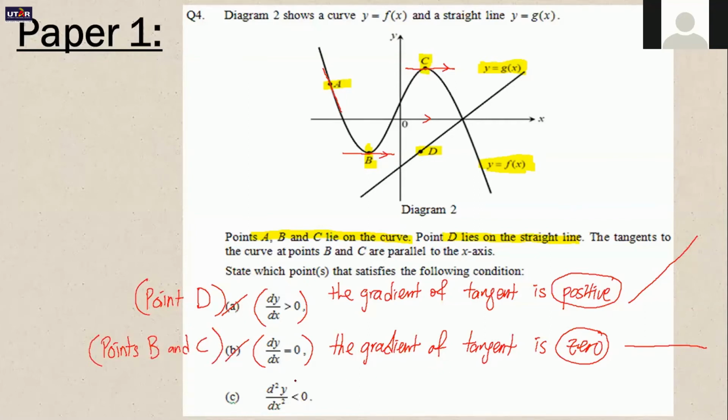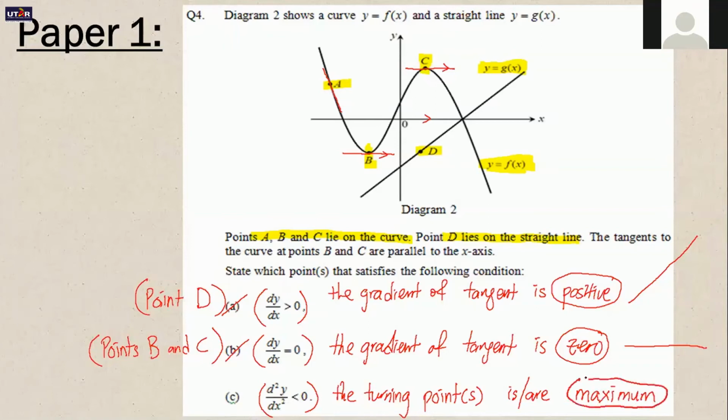Okay? Now we look at the third part C. Second derivative less than 0. What does it mean, second derivative less than 0? If you read this one, the second derivative less than 0 actually means we have the turning point. Is it maximum or minimum? It will be the maximum. So we have maximum turning point.